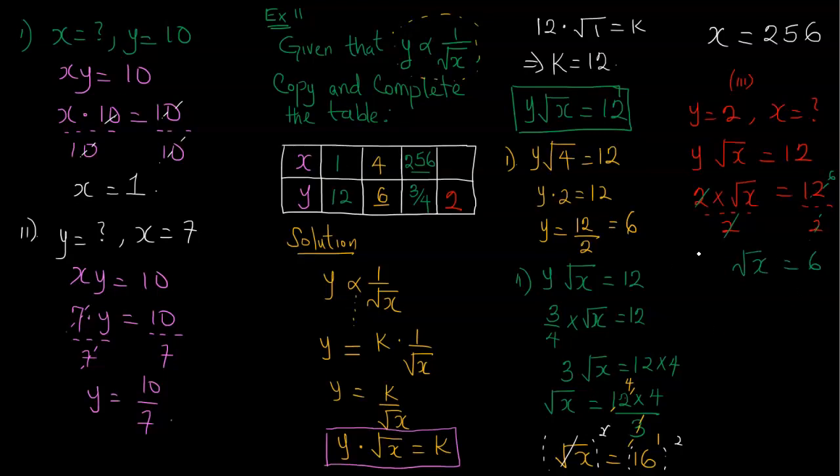To obtain x, I'm going to have to take the square of both sides. So I'm going to square both sides. So the square is going to cancel the square root. So I'm left with x equals 6 squared, which is 36. So I'm just going to fill 36 here.